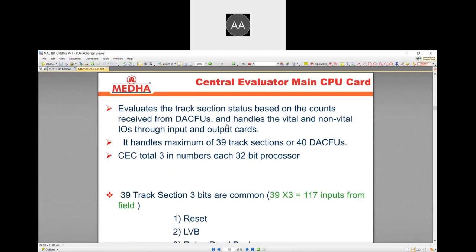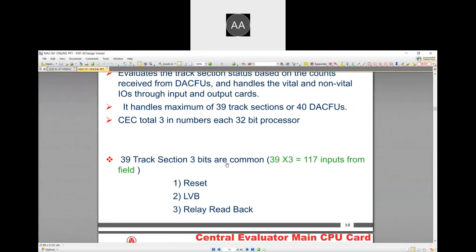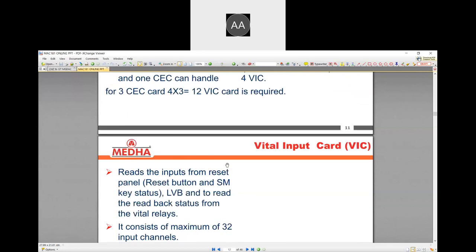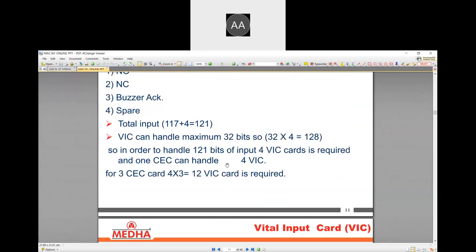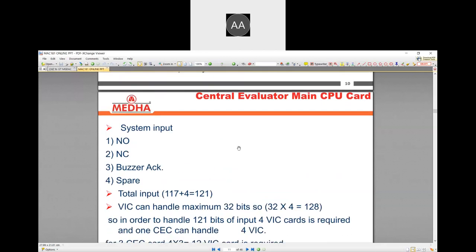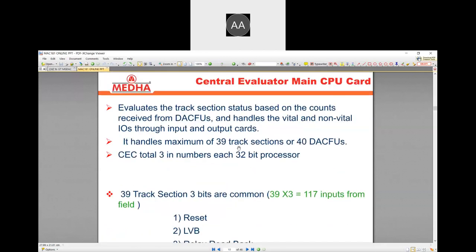As discussed earlier, it has the capacity to handle 39 track sections or 40 field unit sensors, that is DSFE units. As the system works in a 2 out of 3 architecture, first we need to see what cards we are using. We'll discuss the cards first, then we'll discuss the different types of working. The first card we'll discuss is the Central Evaluator Unit card, that is CEC.